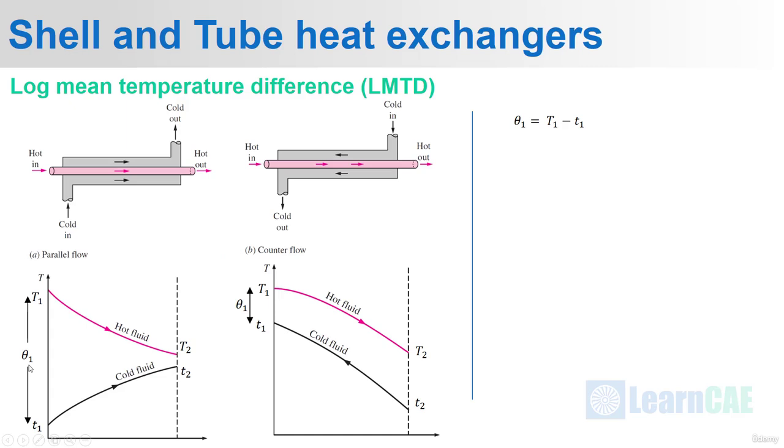Here theta 1 represents the difference in temperatures in the left end for both cases, that is uppercase T1 minus lowercase t1. Similarly, theta 2 represents the temperature difference at the other end, that is uppercase T2 minus lowercase t2. Then log mean temperature difference, that is delta theta, is given by (theta 1 minus theta 2) divided by ln of (theta 1 by theta 2). This formula we have to remember to find out log mean temperature difference of any given heat exchanger.